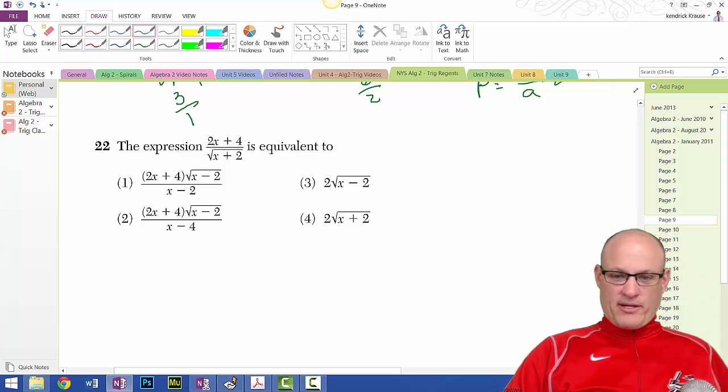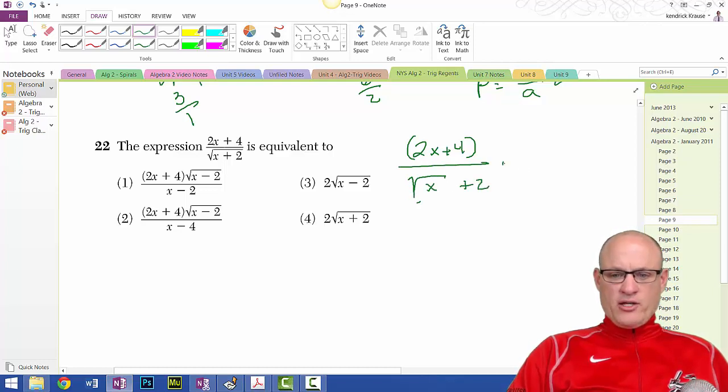I put this problem on one of my review assignments, and boy, did it cause all kinds of problems. So you guys realize that you have to multiply. Now, I'm going to always put binomials in parentheses. If this was the square root of x plus 2, then you would come over here and you would multiply by the conjugate. And that's what a lot of my kids were doing.